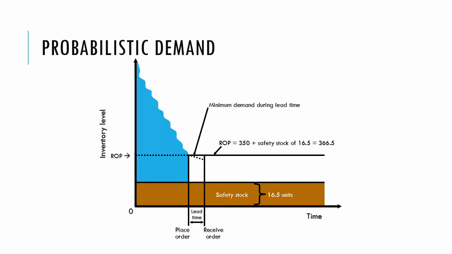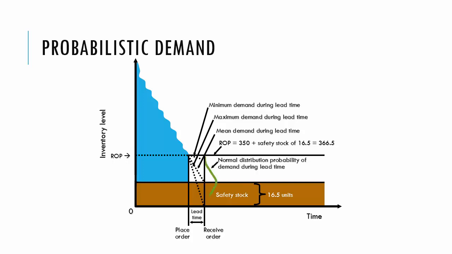Our lead time is down there where we receive the order. And we say the minimum demand during lead time is here. The maximum is all the way down here, so we get rid of stuff faster. The mean or average is there. And then we're hoping that there's a normal probability distribution between those during lead time. And the expected demand during lead time is at 350 units. So we're trying to find a nice safety stock that will keep us from stocking out too much.